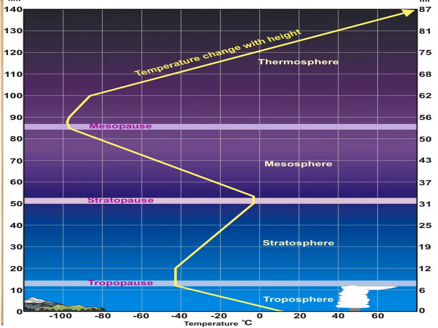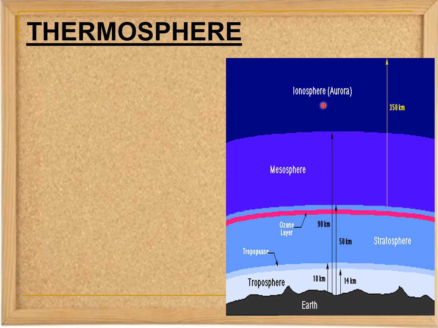Here's the graph that shows the movement of temperature in your mesosphere. As we move higher, it's getting colder. The temperature in your mesosphere can reach between minus 80 to minus 100 degrees Celsius. Please take note, here you have the next boundary, the mesopause, between your thermosphere and your mesosphere. Okay, next we have your thermosphere, or sometimes called your ionosphere.